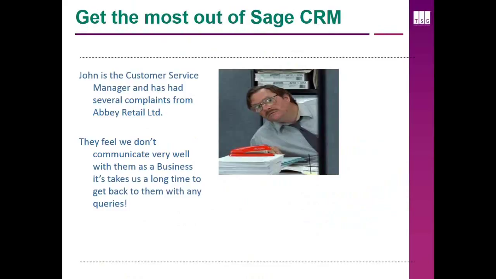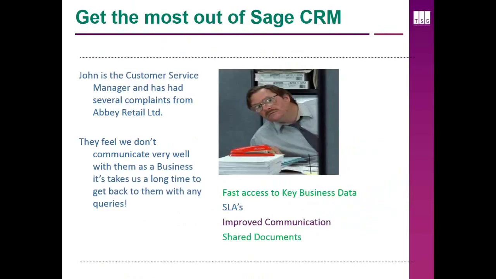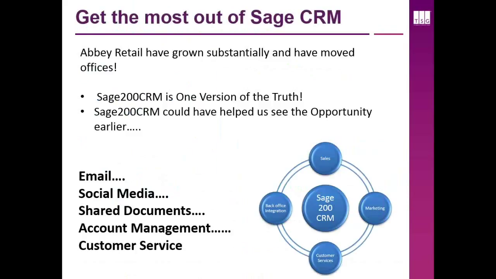So we've seen 3 different outlooks on the same company. Now, if we introduced some areas, fast access to key business data, if we maybe brought in SLAs or improved our communication internally, if we shared documents, were more collaborative, working together, would we all have different points of view? So the point is, Abbey Retail have grown substantially and they've moved offices. And it was something as simple as that. They've actually hired 35 extra sales staff.